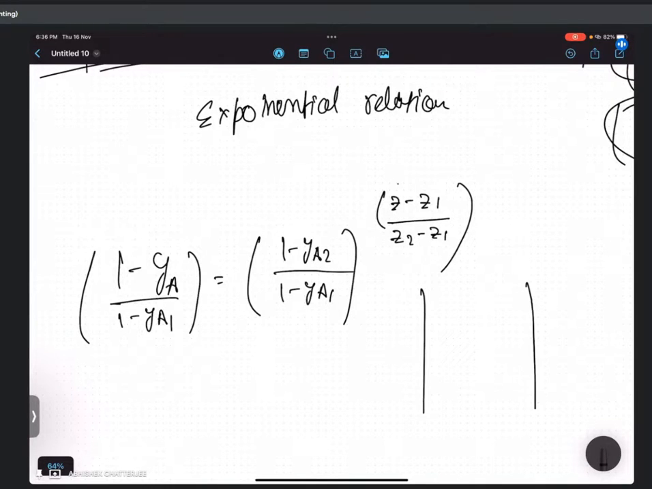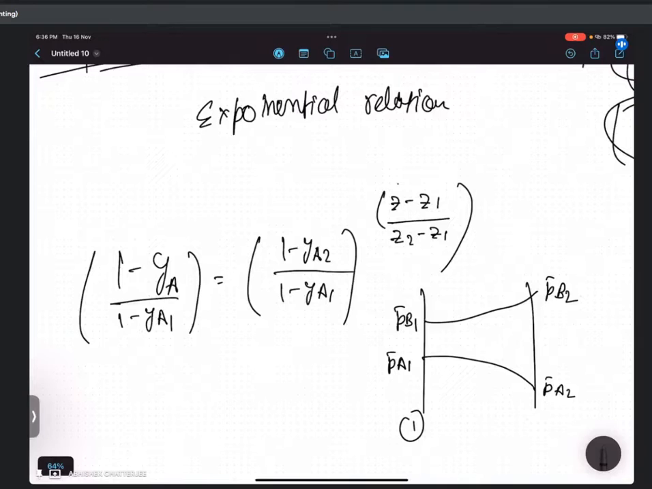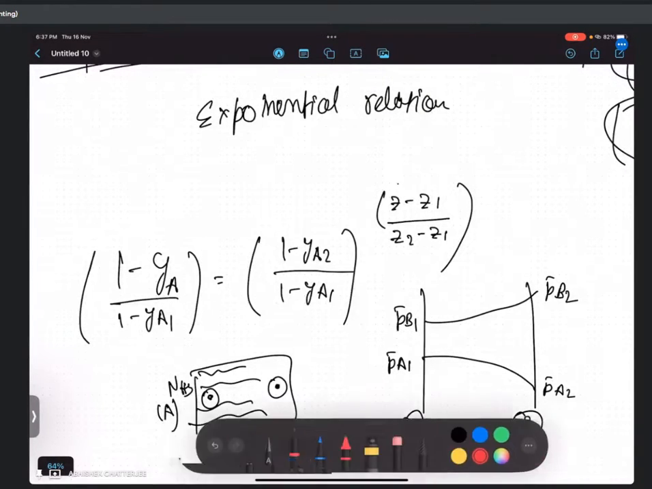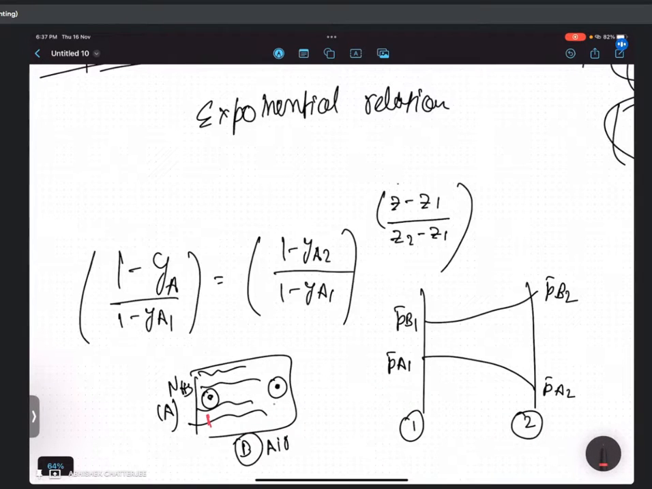And how will the concentration profile look? It will be like this and like this. This is your pB1, this is your pA1, this is your pA2, and this is your pB2. Please understand the significance of the concentration. This is your point number 1, this is your point number 2. What was our system? Our ammonia vapors were diffusing into our air. Our air was the non-diffusing medium, that is B, and our ammonia, that is A, is diffusing. This was our point 1 and this was our point 2.